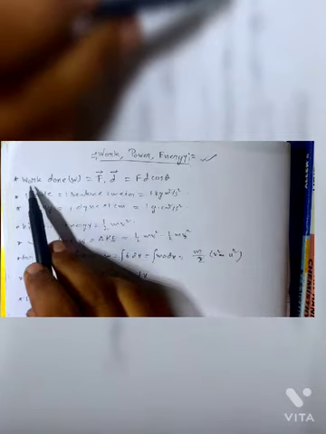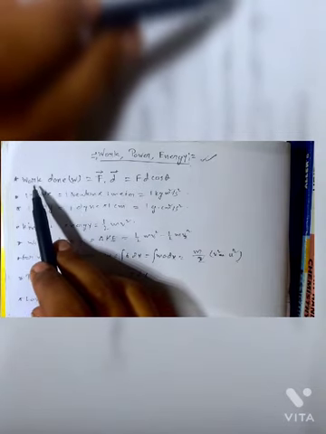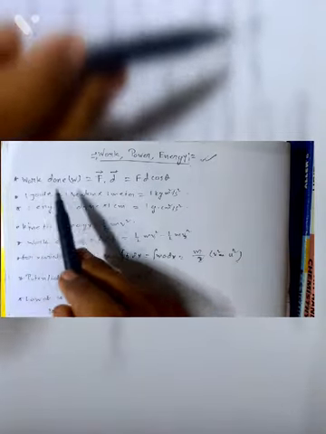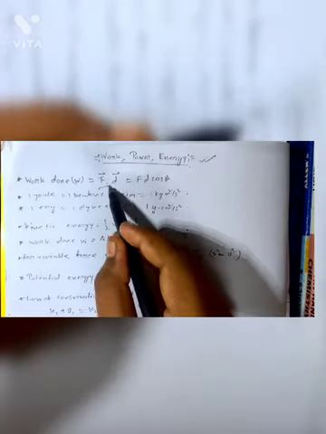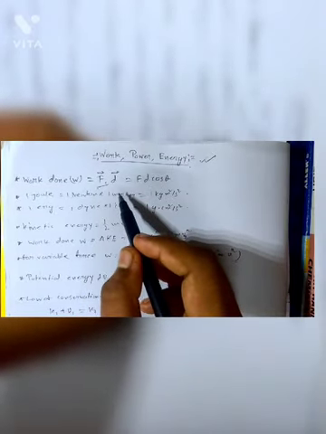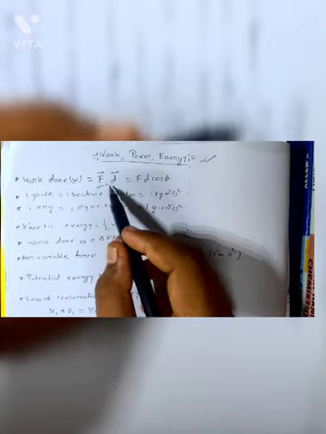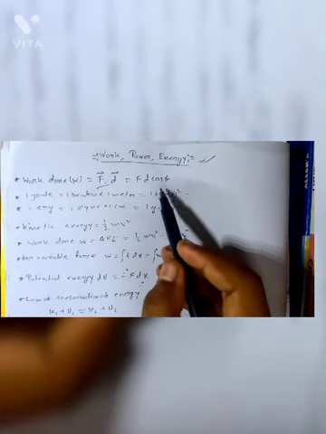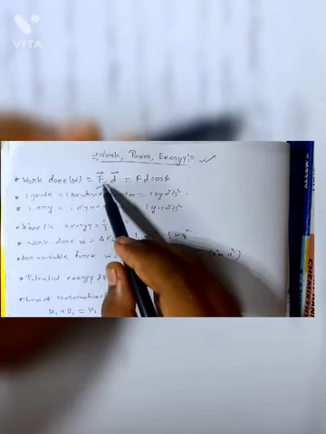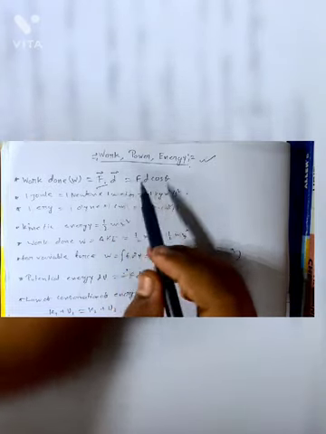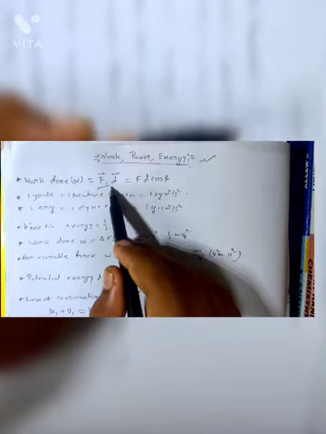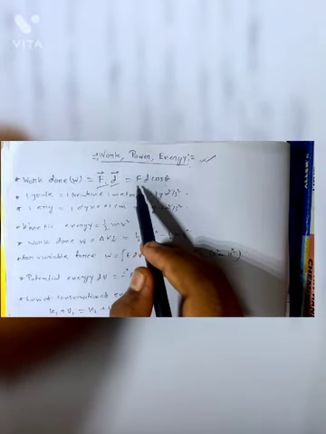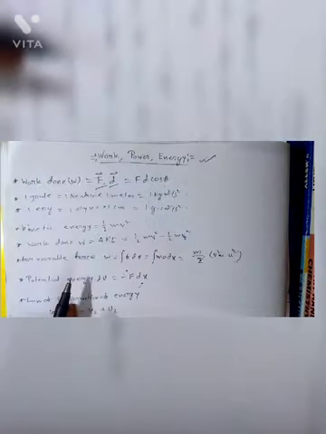At first, work done by a force F is written as F dot d. This is Fd cos theta. Work done to move any particle at distance d is written as Fd cos theta.